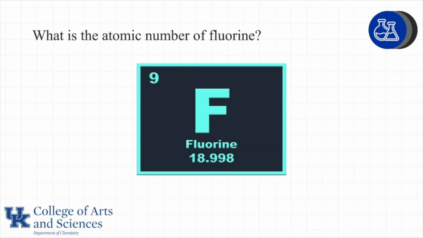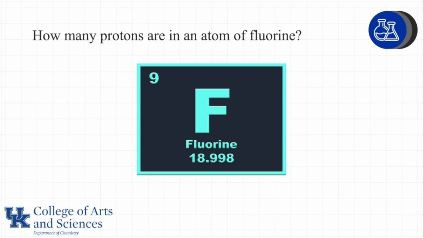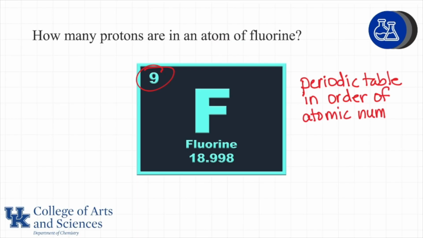What is the atomic number of fluorine? We see the 9 in the periodic table for fluorine, and that is the atomic number of fluorine. How many protons are in an atom of fluorine? That will also be 9. The atomic number equals the number of protons in an atom. The periodic table is in order of those atomic numbers. If there are 9 protons in an atom, it must be fluorine. It can't be anything else.